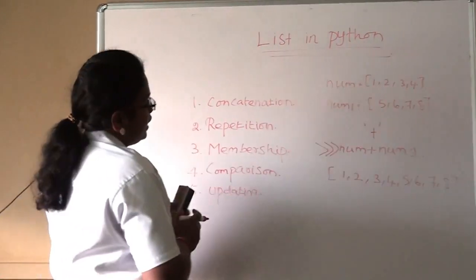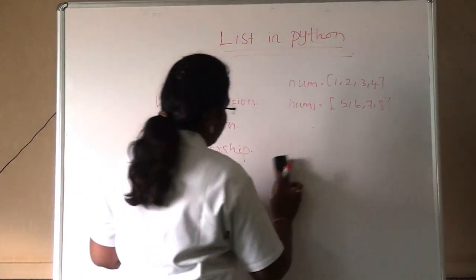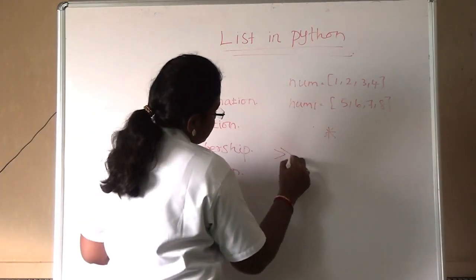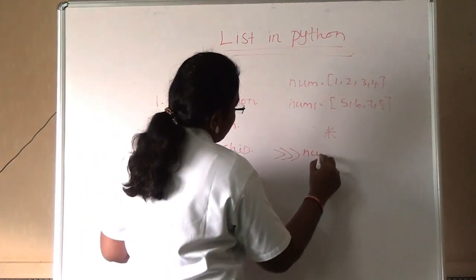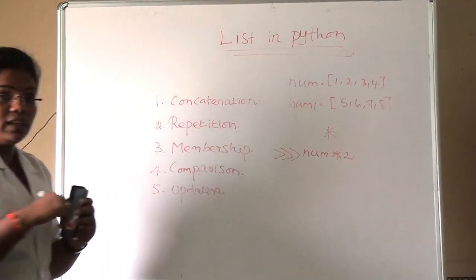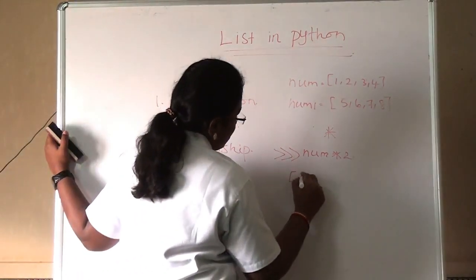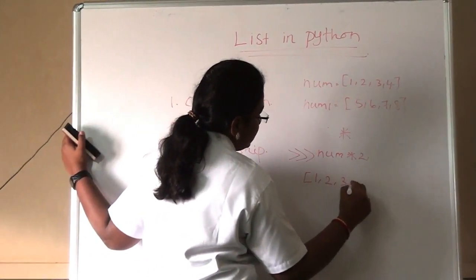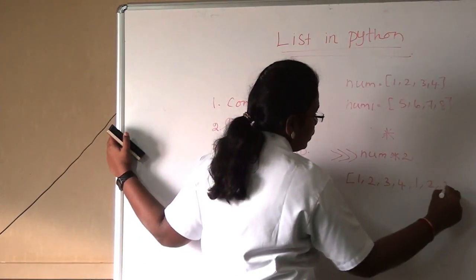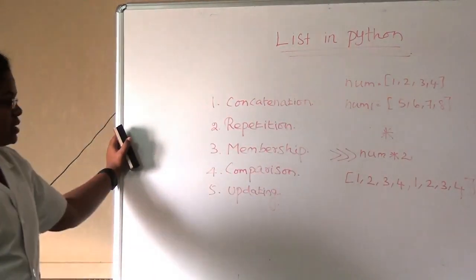And then the second operator is repetition. Repetition can be done by using the multiplication symbol or star symbol. The syntax or command is num star 2. The content of the list will be repeated twice. The answer is 1, 2, 3, 4, and again 1, 2, 3, 4 will get printed. So this is the answer for repetition.